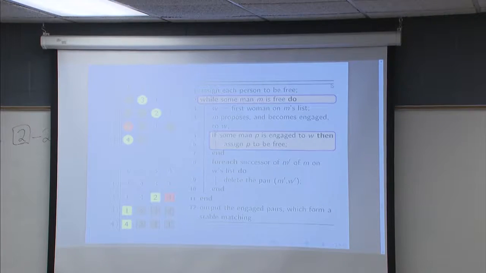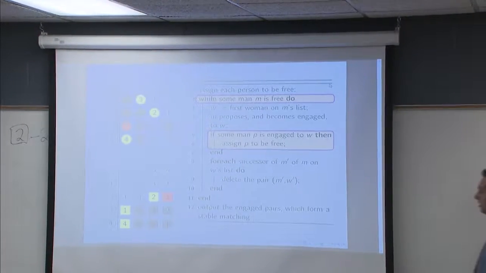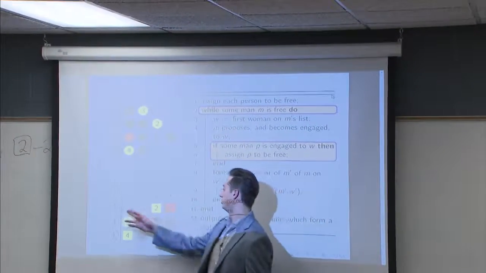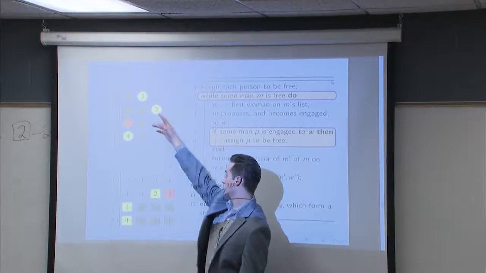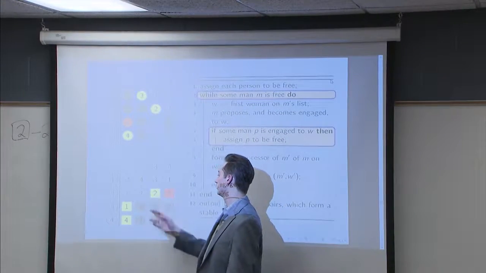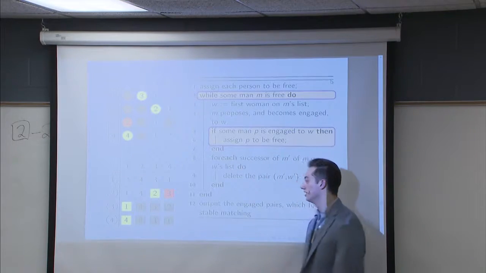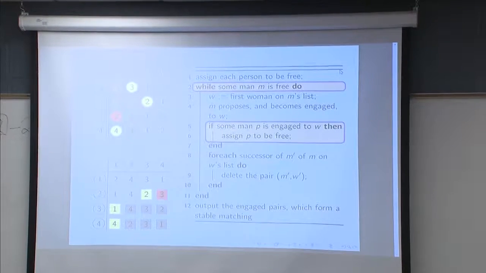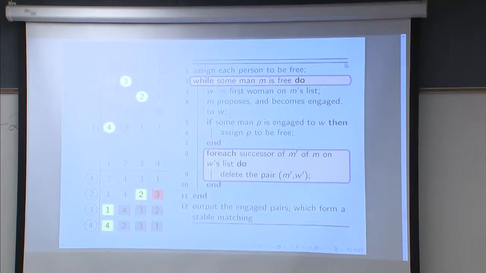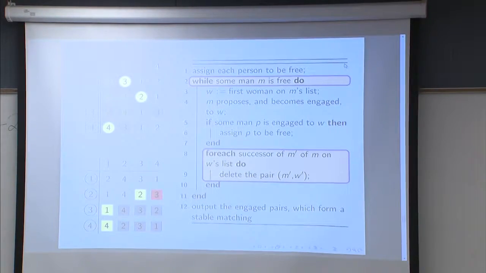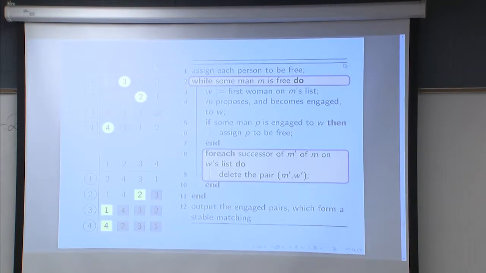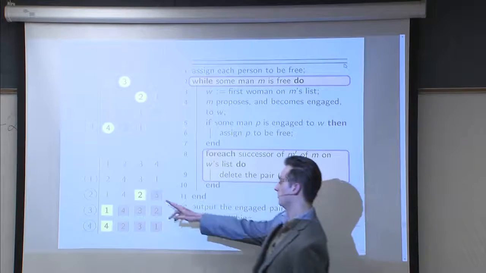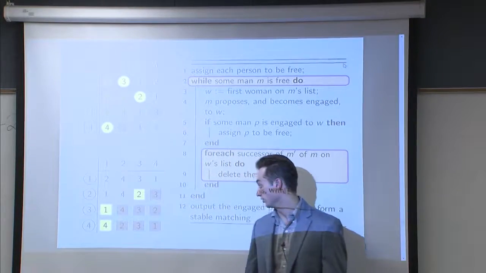So we go through again, and woman number 2 preferred man number 2, who is the engagement from right here. So woman number 2 preferred man number 2 more, so she had rejected man number 3, which then means that man number 3 cannot be a possible suitor anymore.